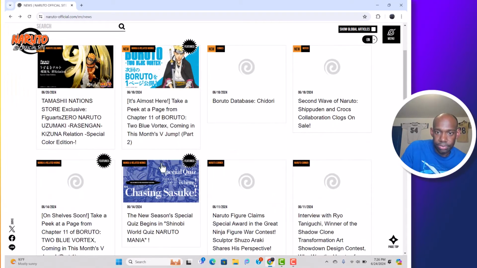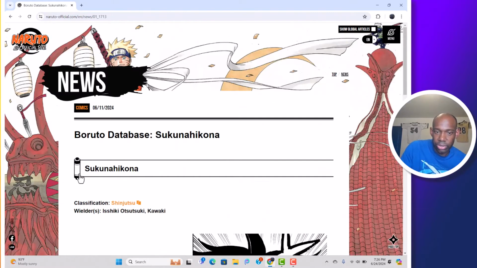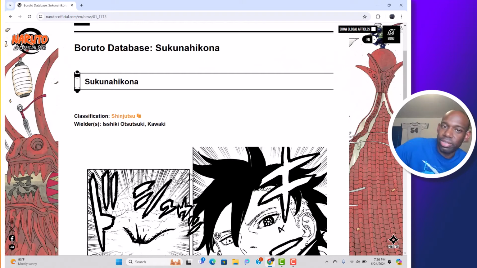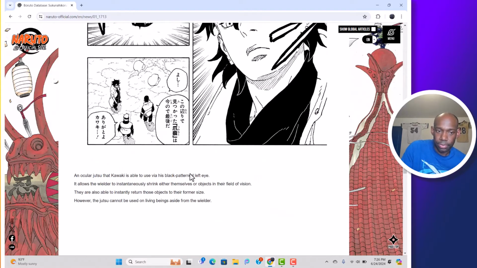Next one. You know what the Chidori is. Sukuna Hakuna. I'm sorry I'm not pronouncing this right, guys. An ocular jutsu that Kawaki is able to use via his black pattern left eye. It allows the wielder to instantaneously shrink either themselves or objects in their field of vision. They are also able to instantly return those objects to their former size. However, the jutsu cannot be used on living beings aside from the wielder.